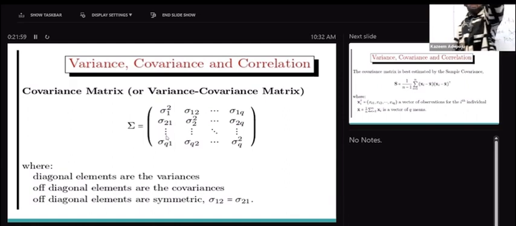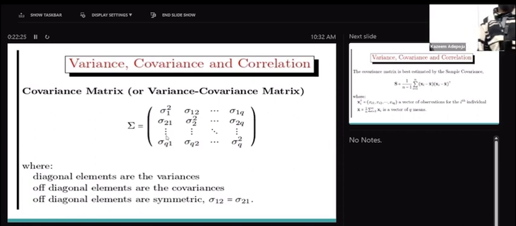What am I trying to say here? I have q independent variables, and each of them has variance. That is what you see in the diagonal. But in the off-diagonal, that will be the covariance. What is the covariance of x1 and x2? That is sigma 1,2. What is the covariance of x1 and x3? That will be sigma 1,3.